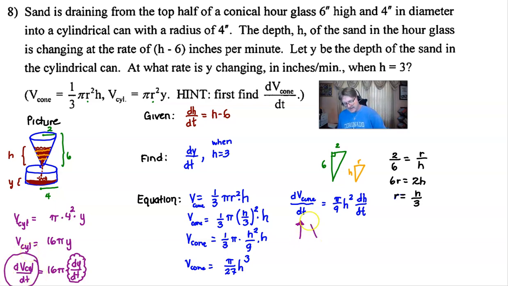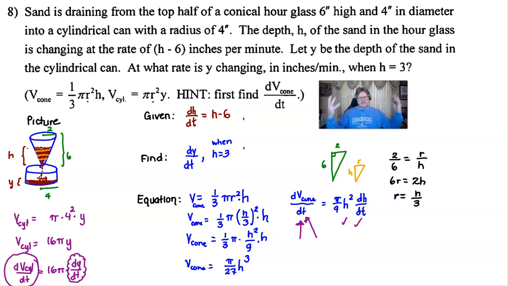How do we find this volume of the cone? Well, I think at this point you've got enough information. You've got an h, you've got a dh dt. The only other thing I want to warn you about is if sand is falling out of the cone, that means the derivative rate is likely going to be a negative number. Sand would be coming into the cylinder then at the positive of that same number.